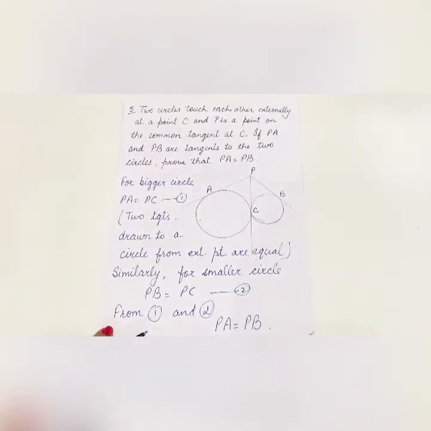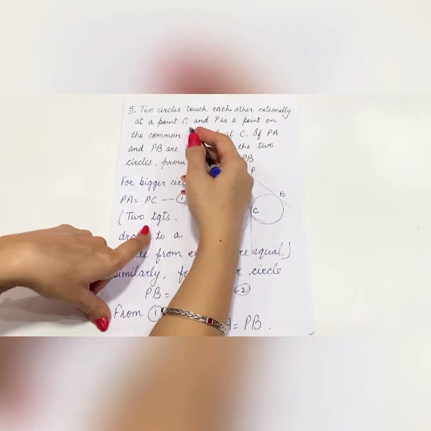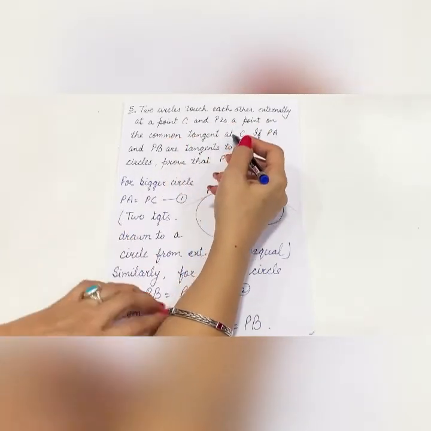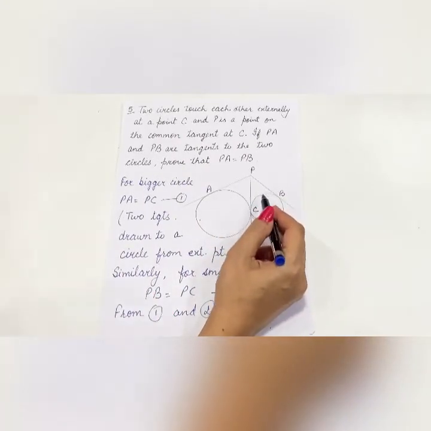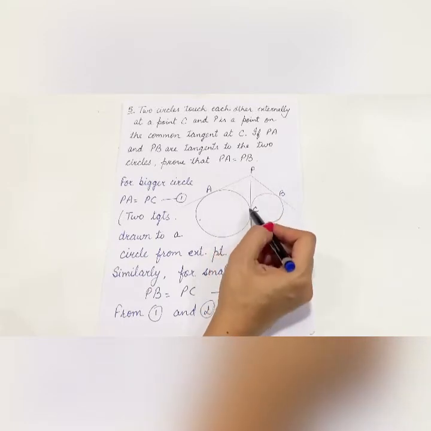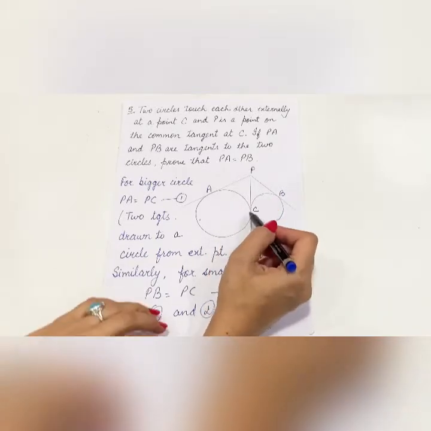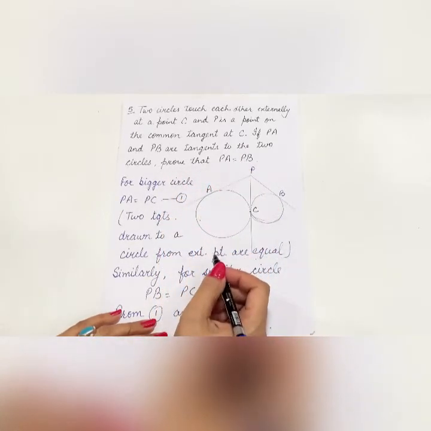Next, question number 5. Two circles touch each other externally at a point C, and P is a point on the common tangent at C. These are the two circles we are having, right? And in this, PA and PB are two tangents. We are having this point C. PC is the common tangent and C is lying on this. You have to prove that PA is equal to PB.